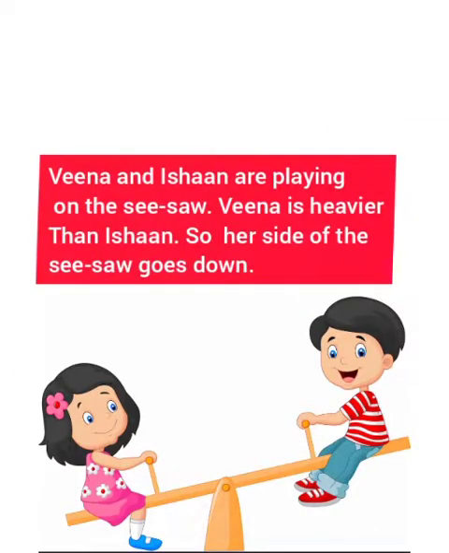Now Veena and Isan are playing on the seesaw. Veena is heavier than Isan, so her side of the seesaw goes down. So students, always remember, the heavier side always goes down and the lighter side always goes up.